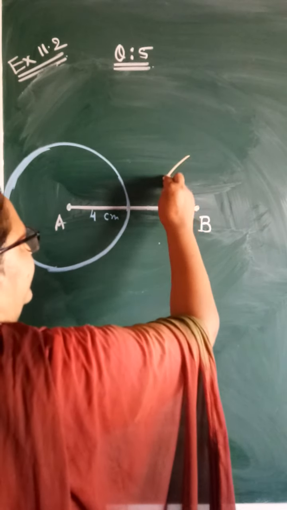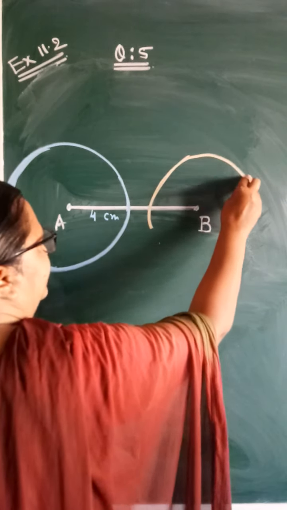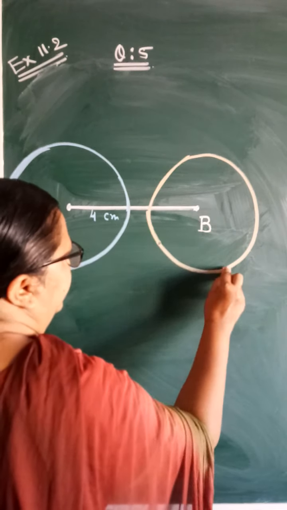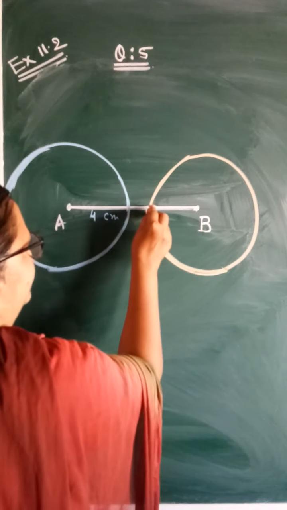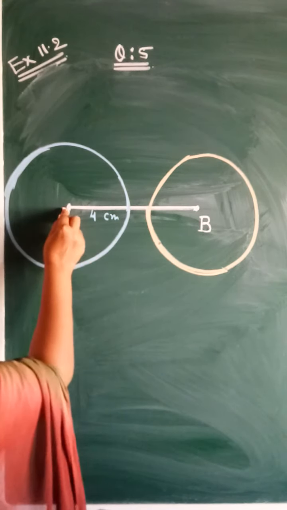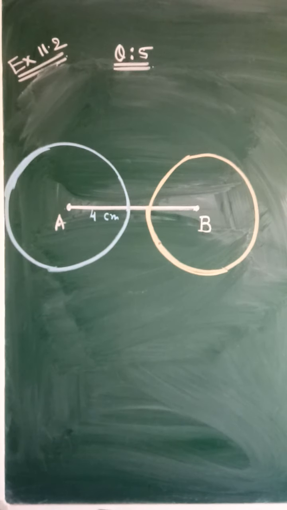So here it may come like this. It will come like this something. So this circle is of radius 3 cm. There will be a little bit of gap here because total AB is of 8 cm. So this first of all of 4 cm and this circle you will draw of 3 cm.